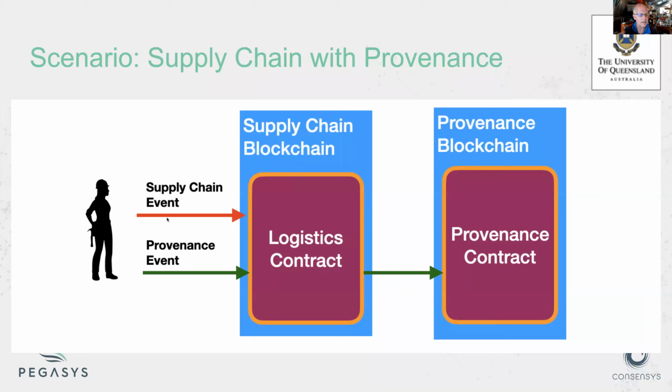Or maybe you have a supply chain situation where you have some detailed information that needs to be kept private for the supply chain participants on the logistics blockchain, the supply chain blockchain. And then maybe you've got the provenance blockchain, which is aimed to show customers information about when products move or things change. So there's two levels of privacy and information sharing, where you're sharing more information in the provenance contract and you've got more privacy in the logistics contract.